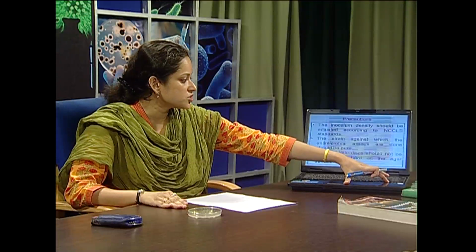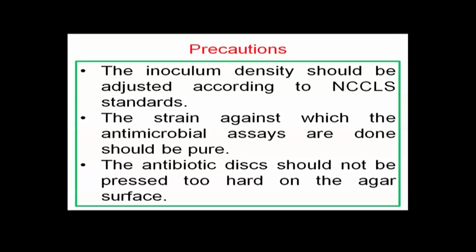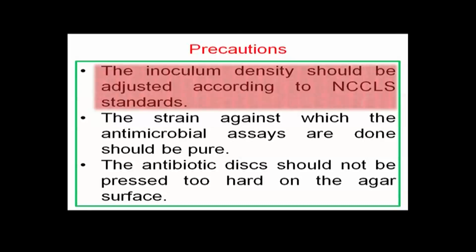The precautions which we need to follow during the Kirby-Bauer test procedure: the inoculum density of the pure culture of bacteria which we are going to use for seeding of the bacterial plates should be adjusted or maintained according to NCCLS standards, that is 0.5 McFarland standards.